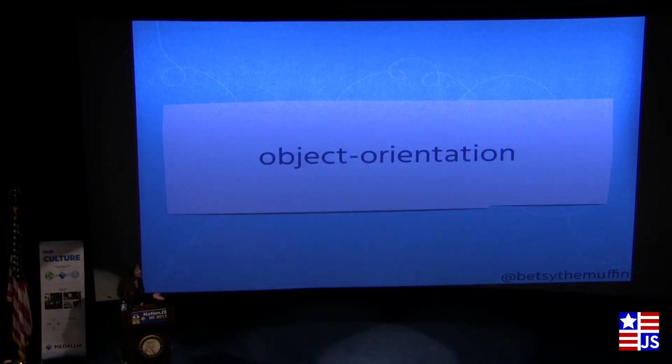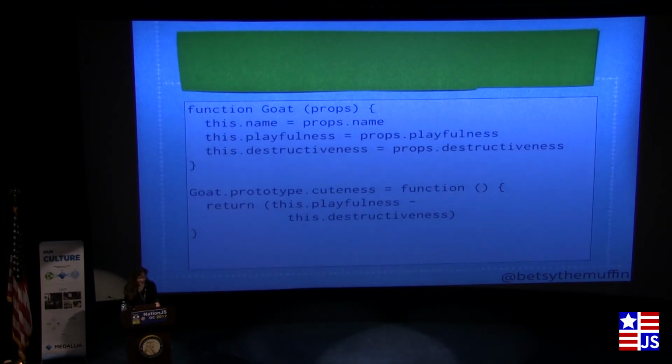This, of course, is why we invented object orientation in the first place. And the classic way of doing an object-oriented architecture and model view controller architecture in JavaScript is going to be to make a goat model.